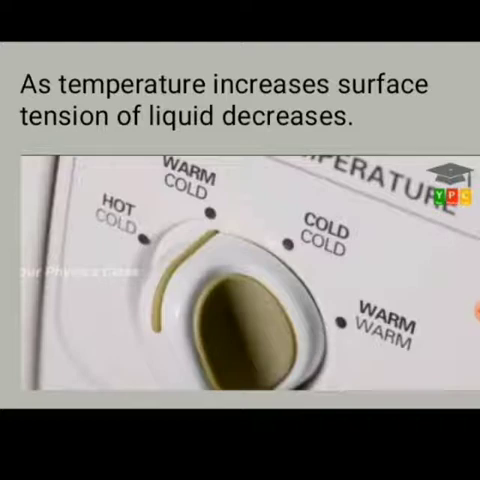We can see warm and cold water options on the front panel of the washing machine. Here warm water is used to clean the clothes well, and when we use this warm button, the temperature of the water increases and the surface tension of the liquid decreases, so that clothes can be cleaned easily.